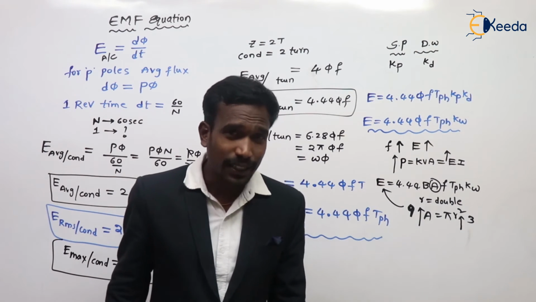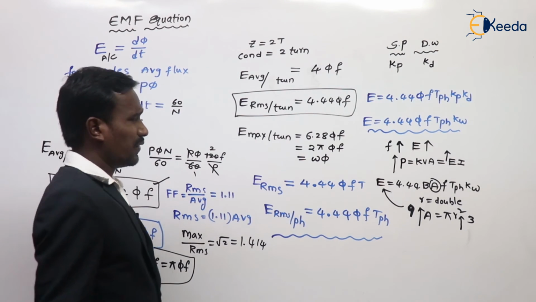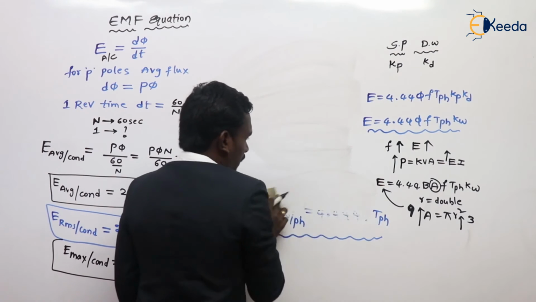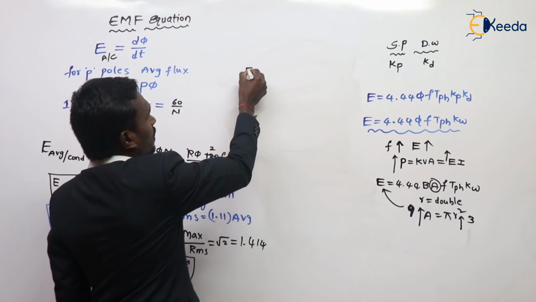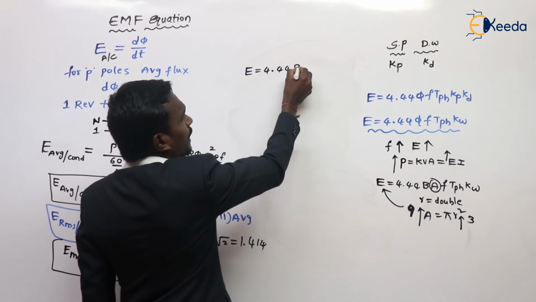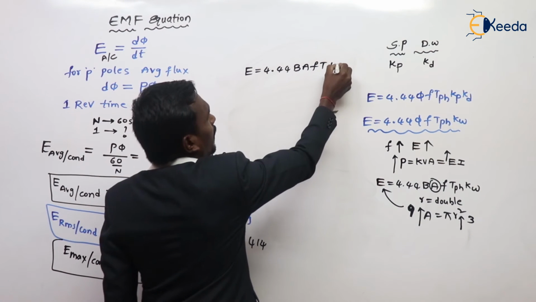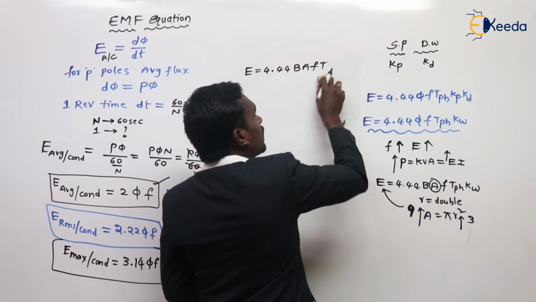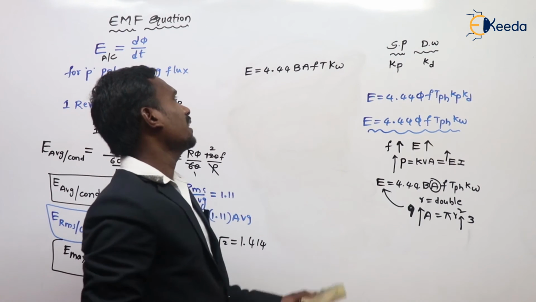Are you okay? Getting or not? Right. So here is a small concept. For example, in the EMF equation, my EMF equation, E is equal to 4.44 B A F times turns per phase times Kp and Kd. This Kp and Kd can also be written as Kw. This is the general EMF.